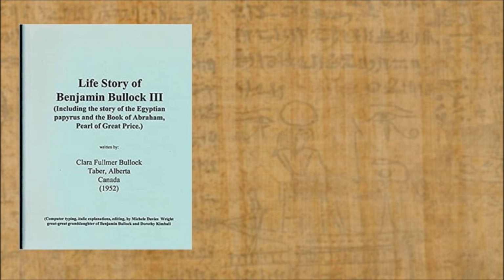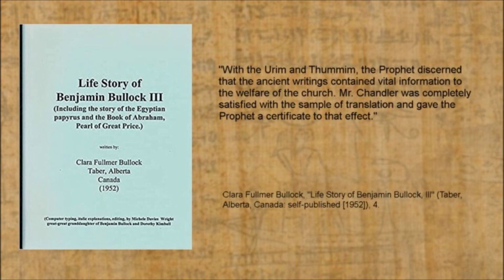The part that mentions the Urim and Thummim reads, "With the Urim and Thummim, the prophet discerned that the ancient writings contained vital information to the welfare of the church. Mr. Chandler was completely satisfied with the sample of translation and gave the prophet a certificate to that effect." Clara makes no claim that this information came from her grandfather.